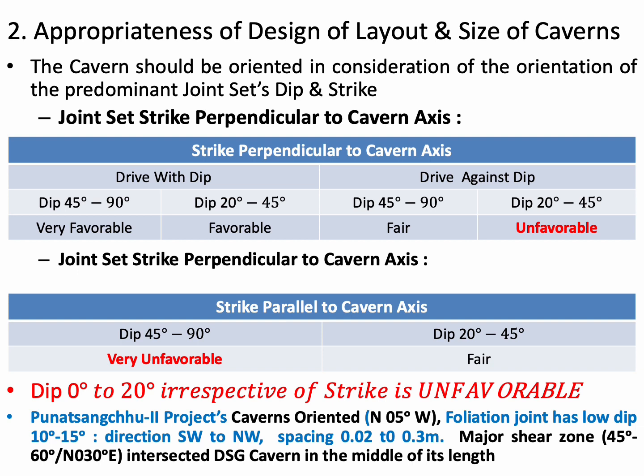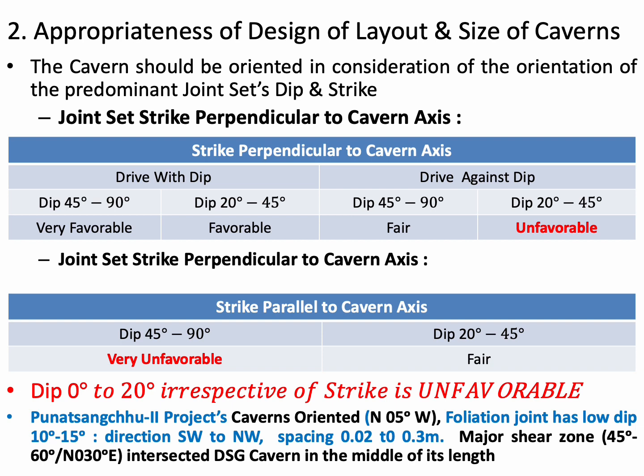Dip 0 to 20 degree, irrespective of strike, is unfavorable. Punatsangchhu-II projects caverns oriented north 05 degree to west. Foliation joint has low dip 10 to 15 degree. So dip 0 to 20, irrespective of strike, is unfavorable. Here the dip is 10 to 15 degree.